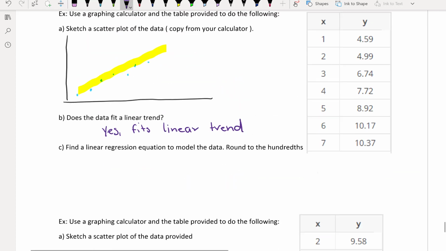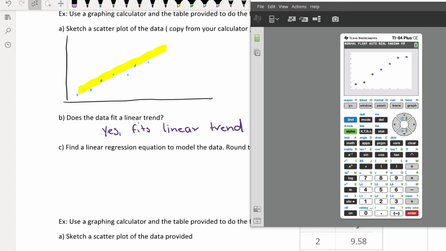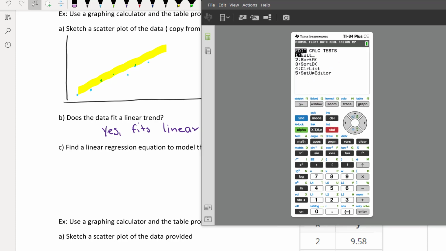So now for part C, it says find a linear regression equation to model the data, round to the nearest hundreds. So again, I am going to do the linear equation. So on my calculator, I'm going to have to go to Stat, press the right button, Calculate, and I'm going to go down to Linear Regression. So this is where I press Enter, and I just keep pressing Enter. And now it gives me my value.